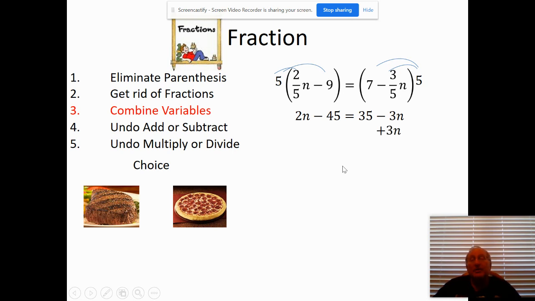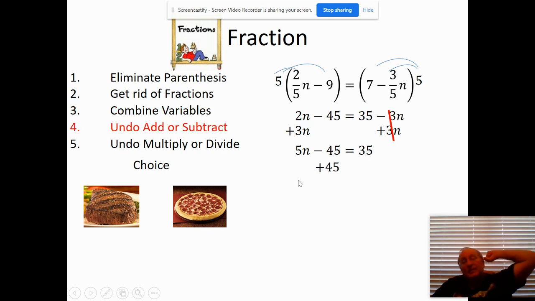Now I'm going to go ahead and add the variables to both sides, combine the variables. And I'm going to move this one over because I don't like negative ones. So I'm going to move this one over, undoing the minus 3n by adding 3n, which makes that, and these will cancel, makes that a 5n minus 45 equals 35. So now I'm going to add 45 to each side. And when I add that, I end up with 80. So 5n equals 80.